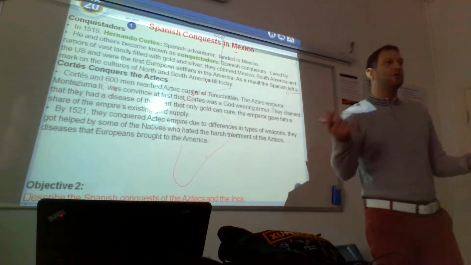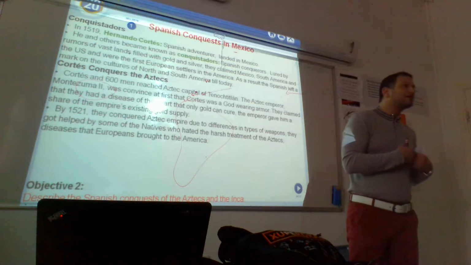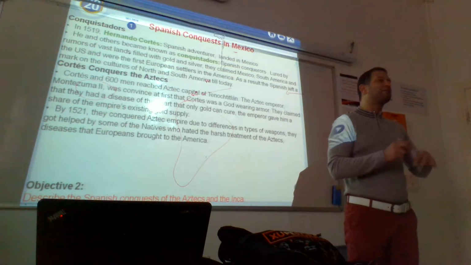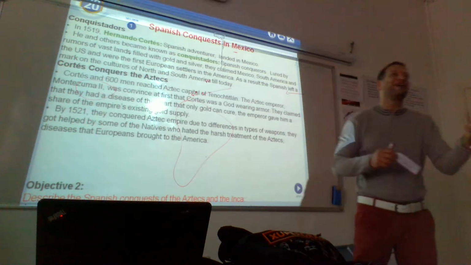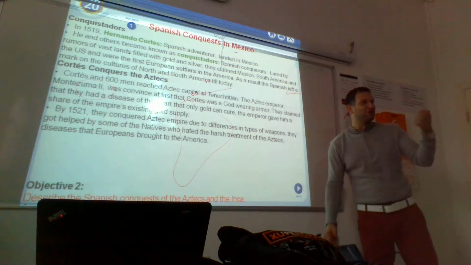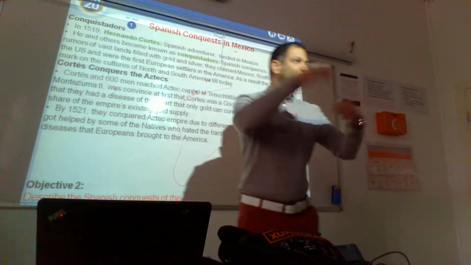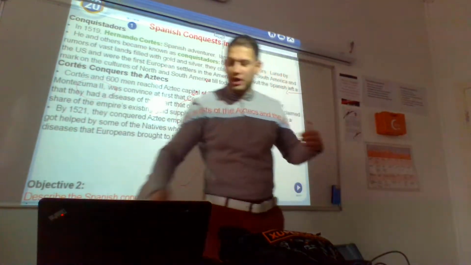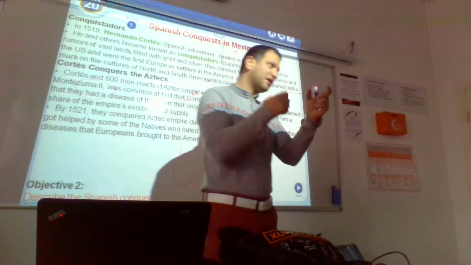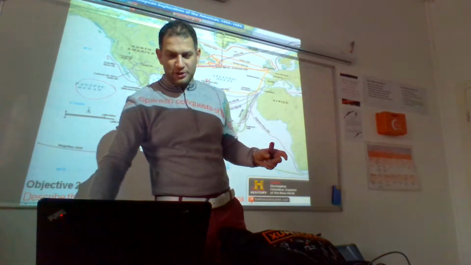So the Europeans, Cortes and his crew, claimed that they had a sickness in the heart, and this sickness could not be cured except if you give us gold. And this is how they took all the gold from the Aztecs. And then they conquered them due to the superiority of weapons, for sure. Europeans were fighting with rifles, with guns, and natives were fighting with arrows and spears.